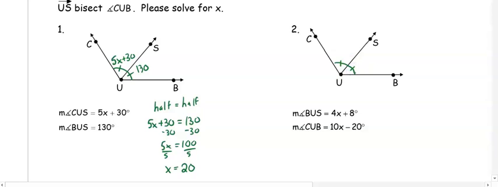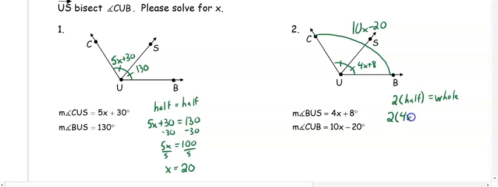In number 2, again, we know that these angles are bisected. So we know that BUS is 4x plus 8. And this whole angle, CUB, is 10x minus 20. So this time they are not equal to each other because we have half of an angle and we have a full angle. So remember that 2 halves equal a whole? So we need 2 times the half angle to equal our whole angle. So 2 times 4x plus 8 is equal to 10x minus 20. We can distribute the 2. 8x plus 16 is equal to 10x minus 20.